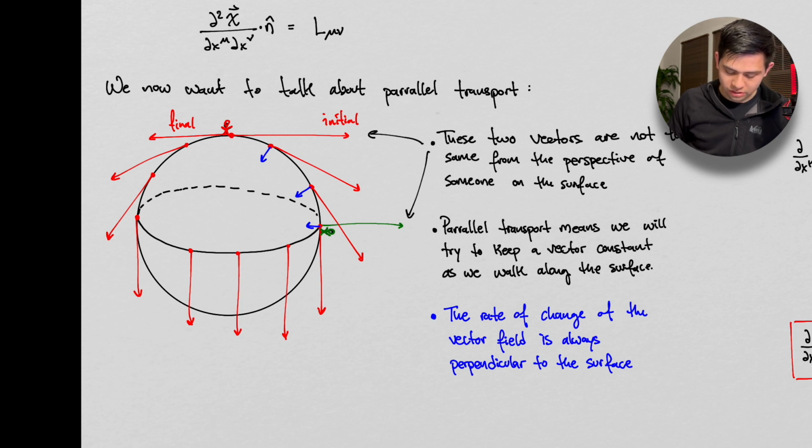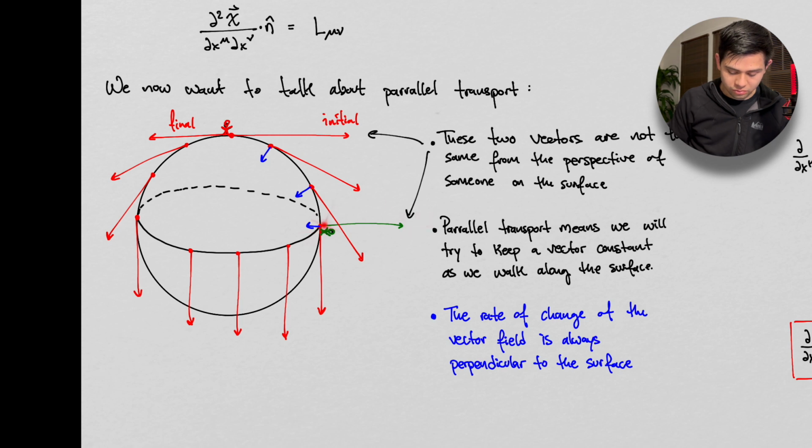These two vectors are not the same from the perspective of someone on the surface of the sphere. Because you can imagine if you're standing here at the North Pole and you look outwards, that's going to be the direction of the vector you're choosing. But if you're on the equator and you look outwards, your vector is actually going to look more like this red vector, because you're looking outwards. You're not looking up.